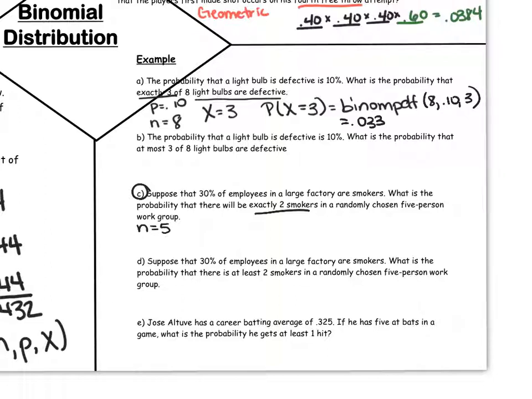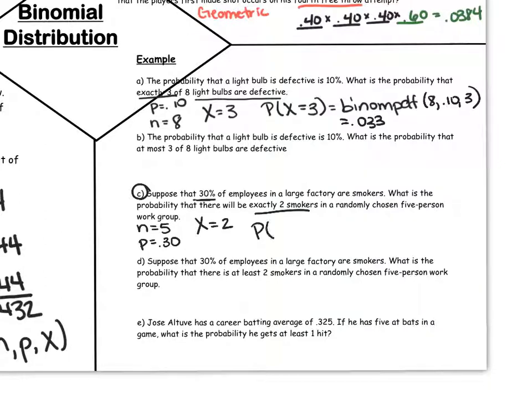Is there a probability of success? Yes. Which is P, which is what here? Probability of success is 0.3. A person smoking is what you're interested in. What is the number of successes that I want? X equal to what? 2.